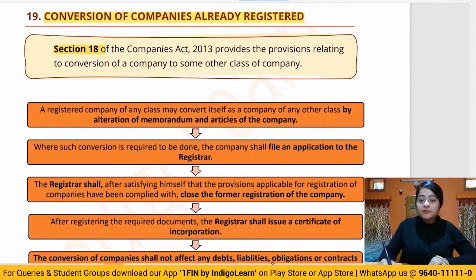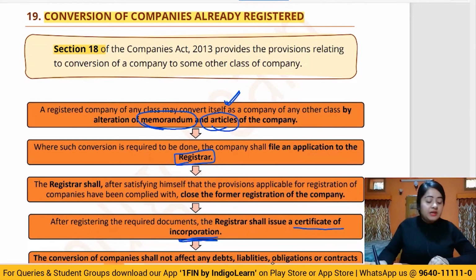What is the requirement here? The requirement is that the company should redraft its memorandum. Wherever there are changes required in the memorandum and the articles, the company should make those changes. The company should file those changes with the registrar of companies. Accordingly, the registrar is going to see that all the requirements of the Companies Act are satisfied. If yes, then the registrar of companies is going to issue a fresh certificate of incorporation.